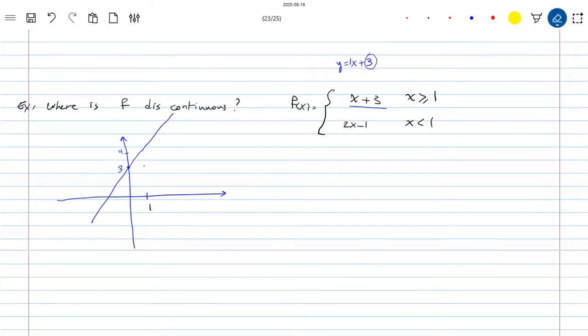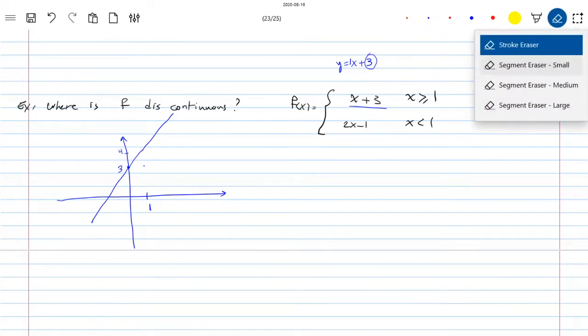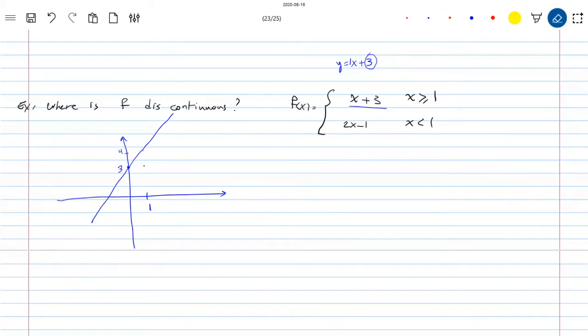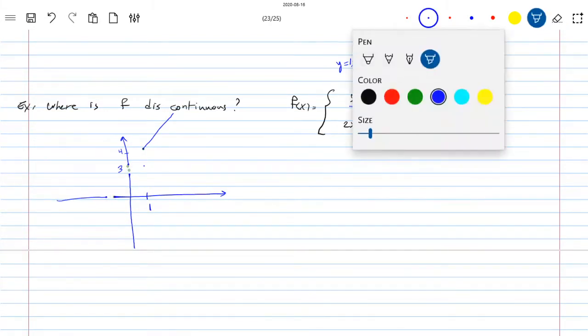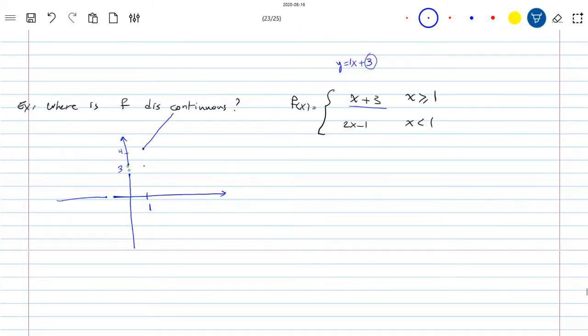But what we want is not the whole graph. We only want the section where x is greater than or equal to 1. So I don't really care about the left-hand side of the graph. The only part of the graph we care about is the part where x is greater than or equal to 1. And at x equal to 1, it's acceptable, so it's a closed point at that point. And the y value is 4. If you replace, 1 plus 3 should give you a y value of 4.